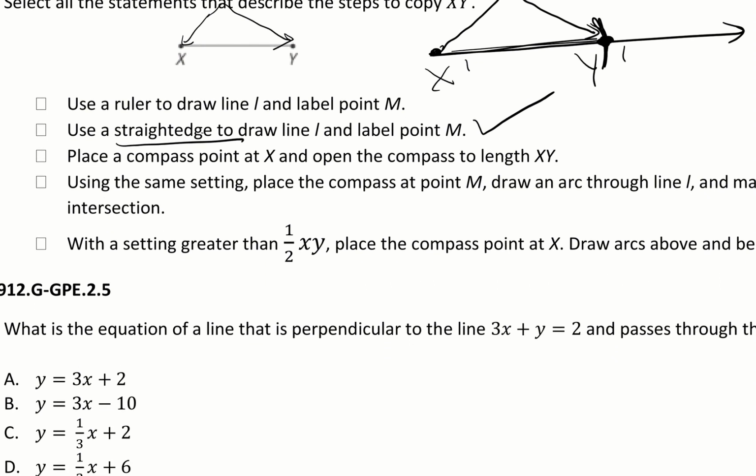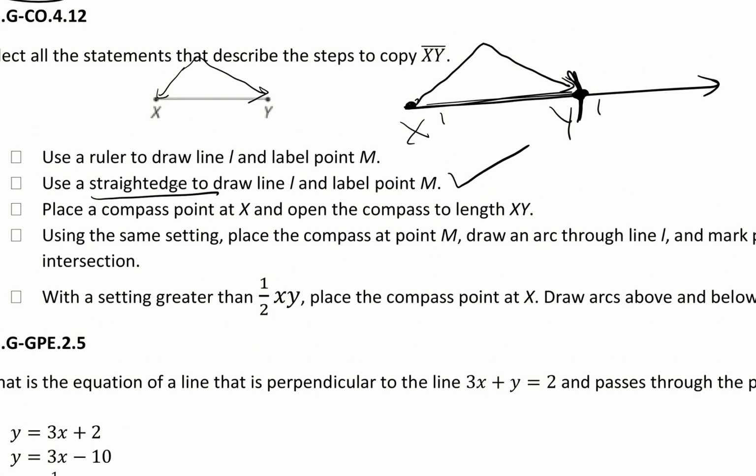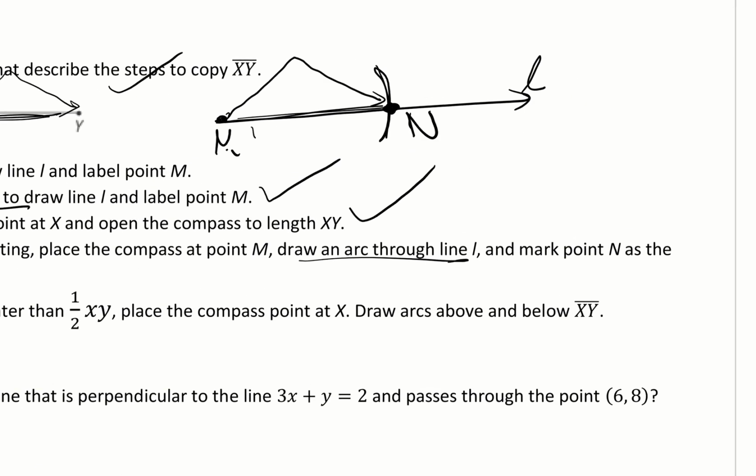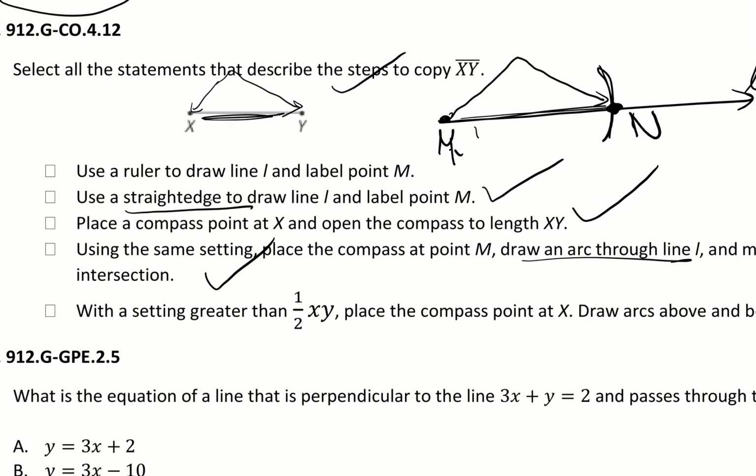Place a compass point at X and open the compass to length XY. That's what we did here in this step. Using the same setting, place the compass at point M. I guess they call this point M. And then draw an arc through line L. So this is line L. Draw an arc. And then mark the point N as the intersection. So they call this N instead of Y prime. Okay, but either way, that's the same step.